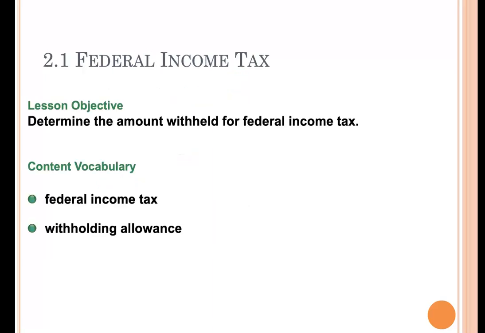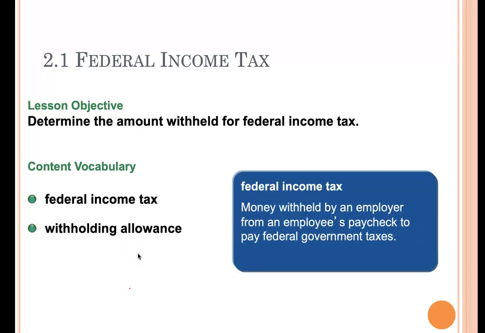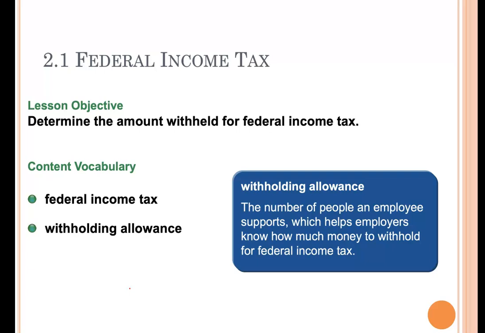So the federal income tax. The lesson objective is to determine the amount withheld for federal income tax. The content vocabulary: the federal income tax is money withheld by an employer from the employee's paycheck to pay federal income taxes. And your withholding allowance is the number of people an employee supports, which helps employers know how much money to withhold for federal income tax.